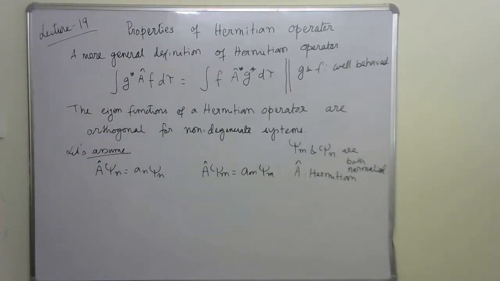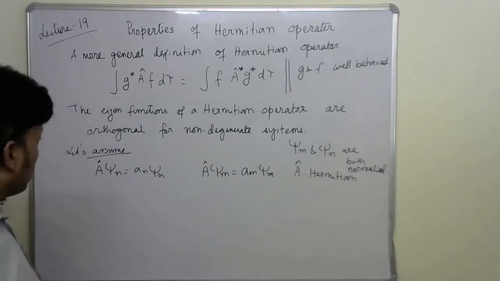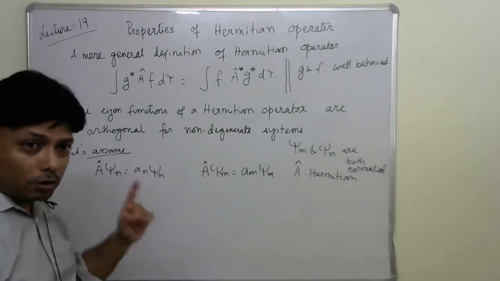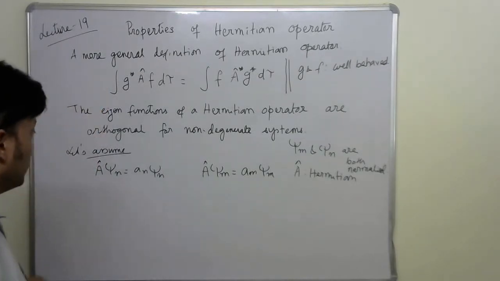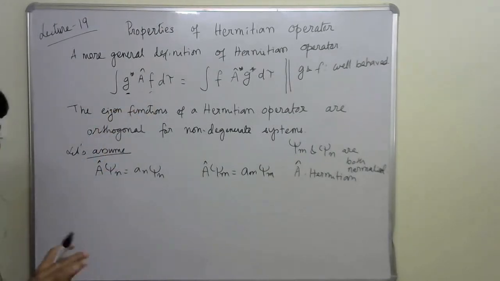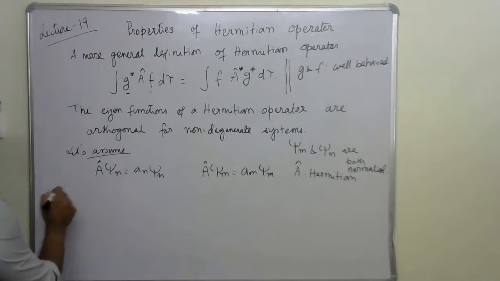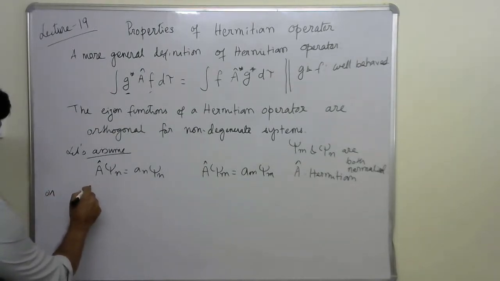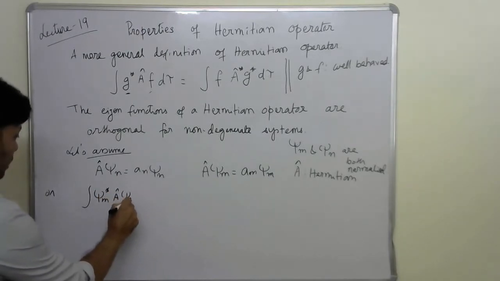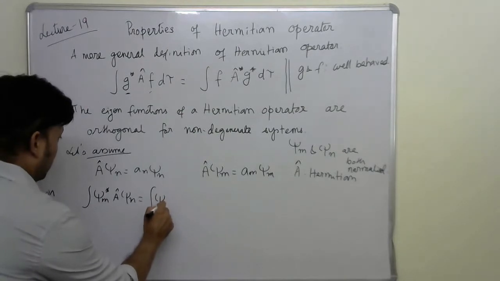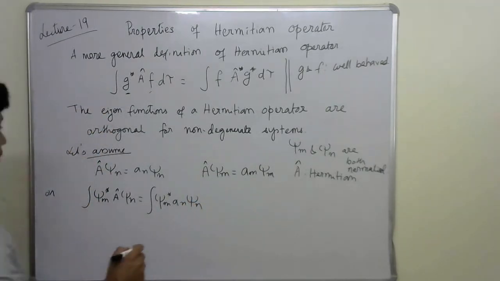Now what I'm going to do is, since A is a Hermitian operator, I am going to apply the condition of the Hermitian operator. Which condition am I going to write? I'm going to write exactly this equation. Here my G and F are different. So instead of writing psi n star A cap psi n, since A is Hermitian, I can write the integral of psi m star A cap psi n is equal to the integral of psi m star A n psi n. I have just applied this condition here for this set.